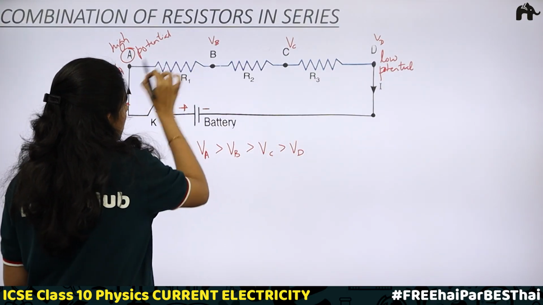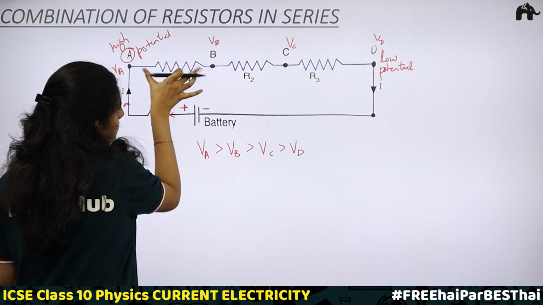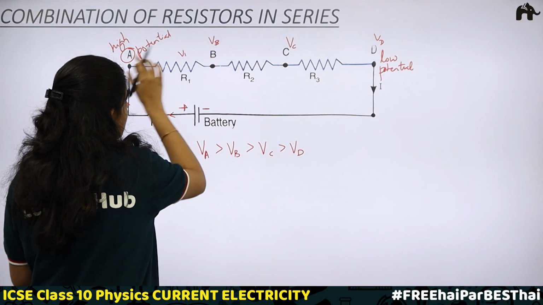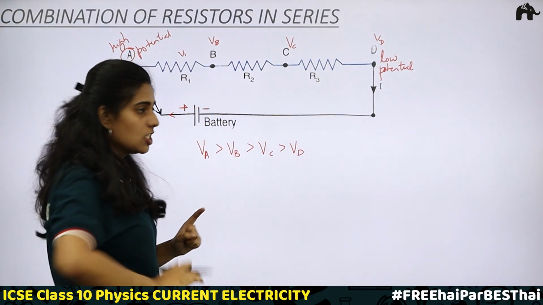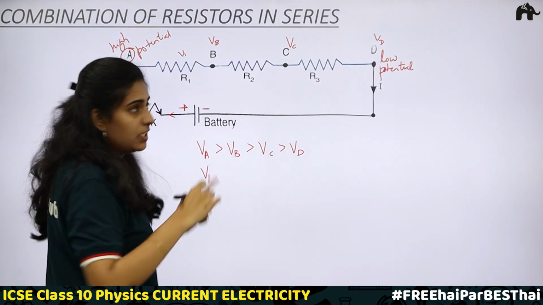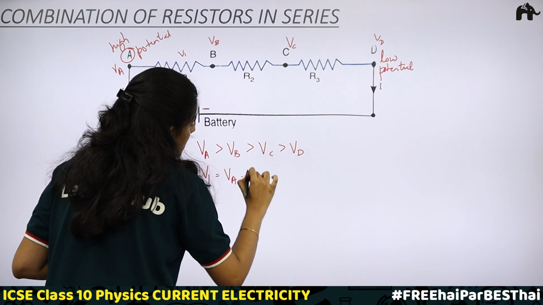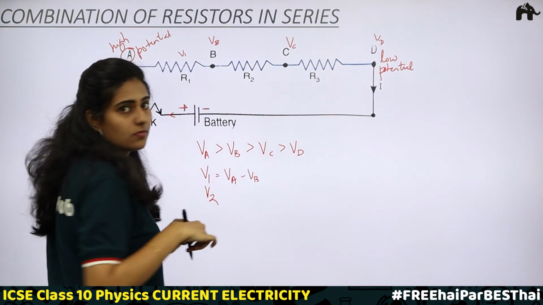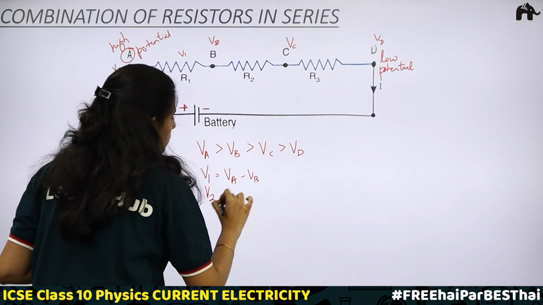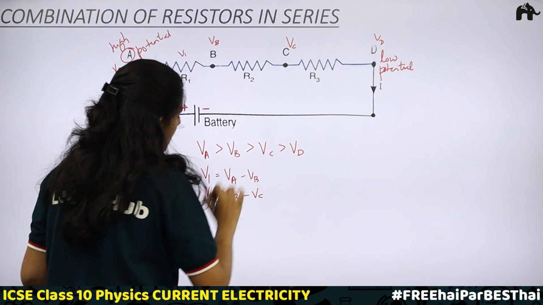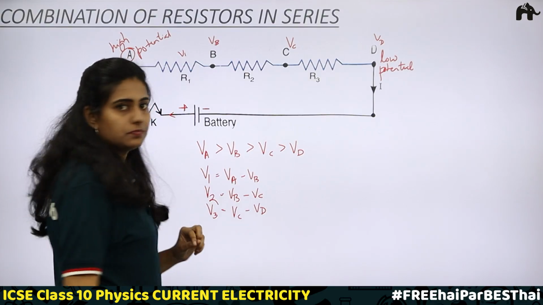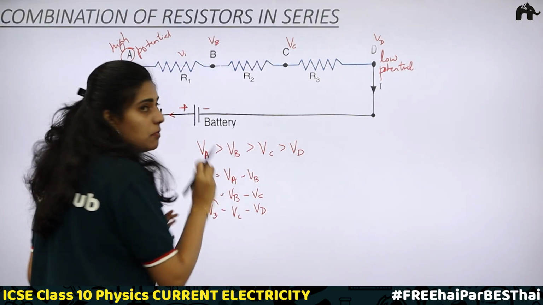The potential difference at R1, we are representing as V1. We know potential difference will be the high potential minus the low potential. At R1, the potential difference V1 will be equal to VA minus VB. What about V2? The potential difference along the resistor R2 will be equal to VB minus VC, and V3 will be equal to VC minus VD. This is how you will get the potential difference.